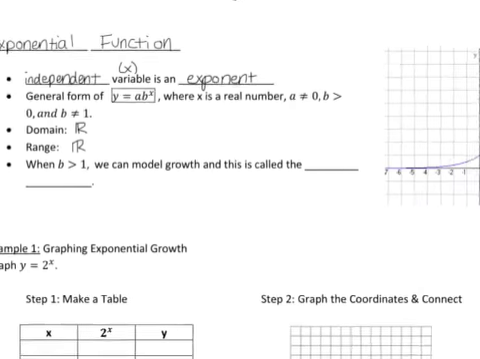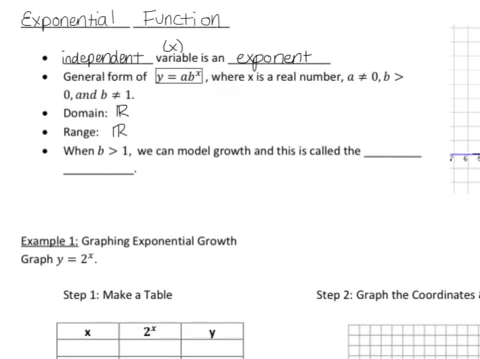There are two different types of exponential equations: growth and decay. Does that sound familiar? Exponential growth and exponential decay? You probably should have done a little bit in Algebra 1. When b is greater than 1, we model growth, and b is called the growth factor. B definitely is very important in these. It has a special name, the growth factor, and that's when it's greater than 1.